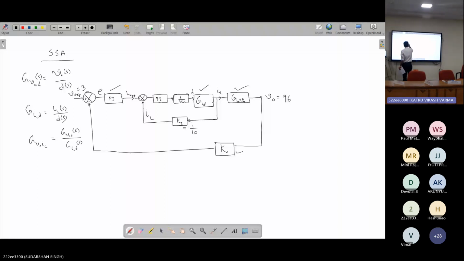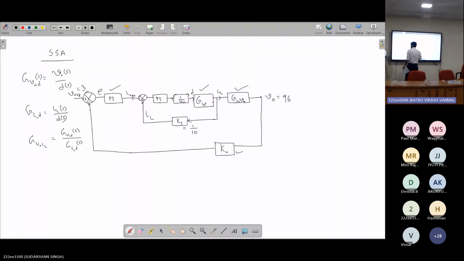After that, we will take the outer loop transfer function GV0YL to design the PI controller, and then we will show you the closed loop simulation results.